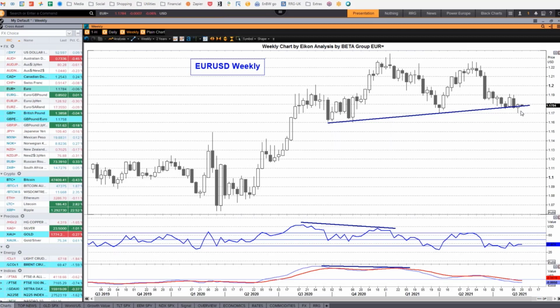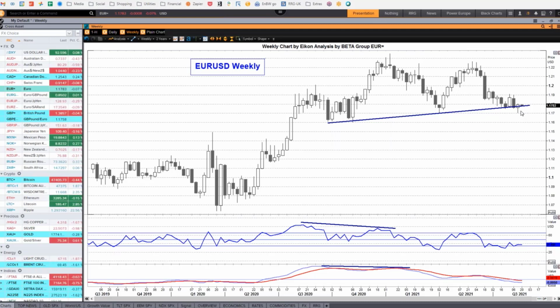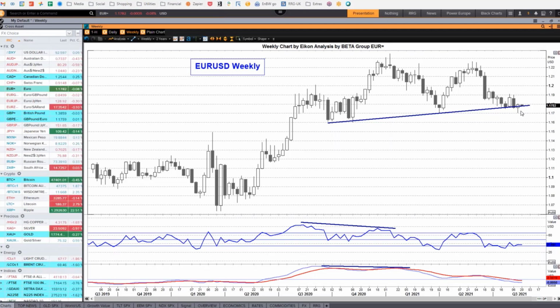So what is likely to happen here? If we break the neckline, we want to see an emphatic break. So we want to see a week, that's W-E-E-K, with a big black candle finishing near the low, and a big-bodied candle to confirm this, and be patient because this is a big call.